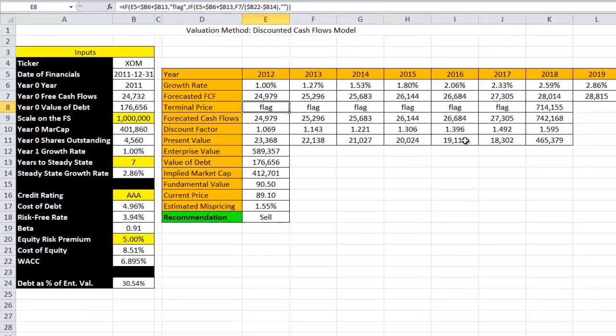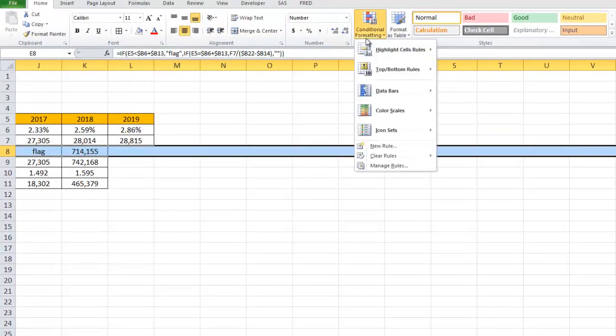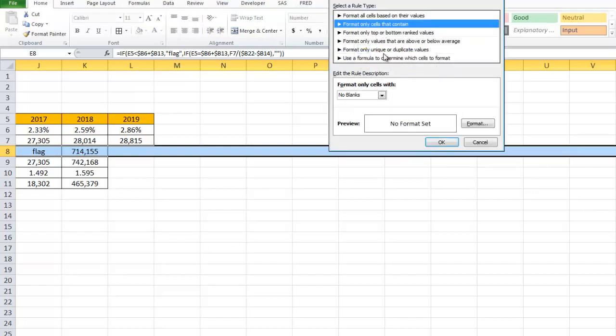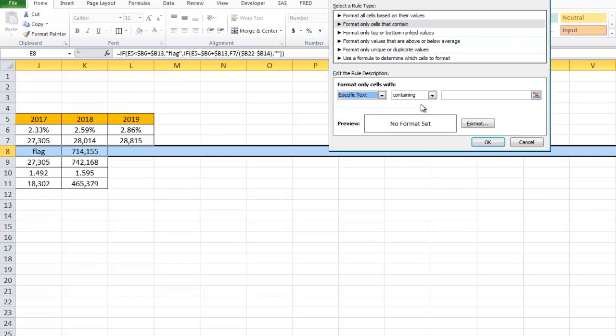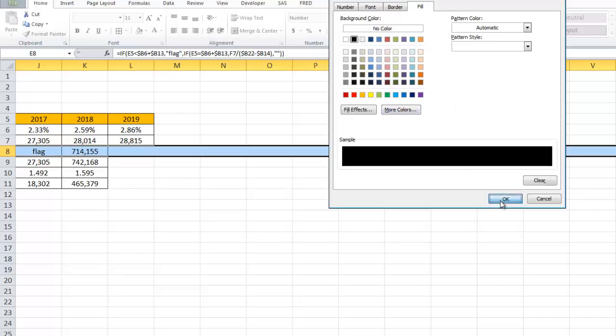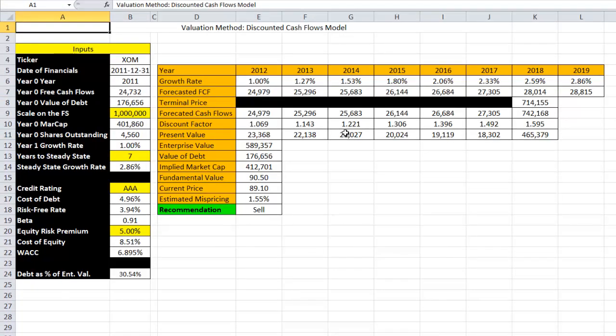Last thing I want to do is I just want to cover up these cells that we don't need. So right here in terminal price, I'm going to highlight the whole row. I'm going to do one more conditional formatting rule. What we want to do is format only cells that contain a specific text, and it's going to contain the flag text. And how we want it formatted is we want it to be black. Click OK, OK, and it looks like so.